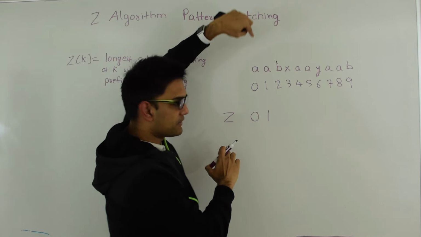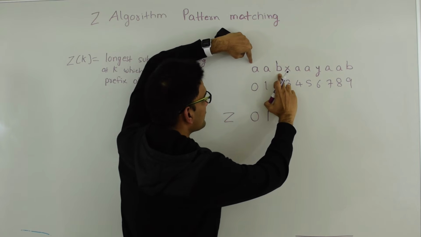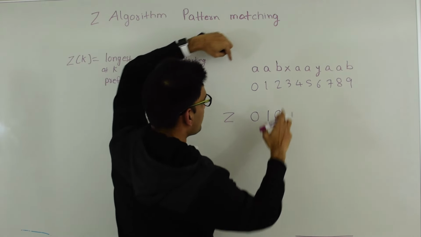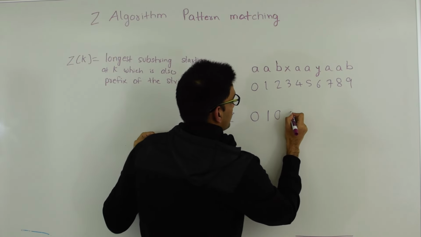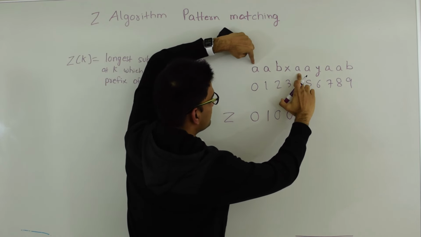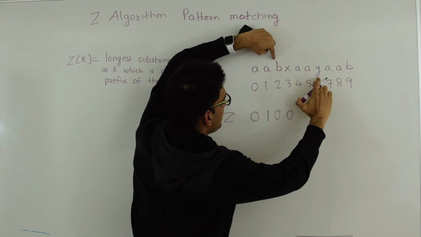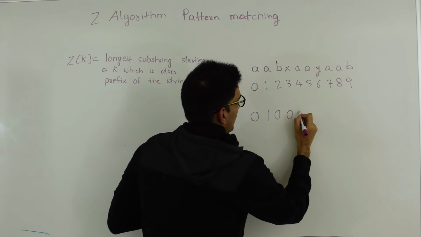So then we move to 2. So now we're trying to calculate Z of 2. So we are trying to compare this B with this A and they are not same. So this value is 0. Then we try to compare this X with this A and they are not same. So this value is also 0. Then we're going to compare this A with this A and they are same. And so we compare this A with this A and that is same. And then we compare this B with this Y and they are not same. So we get value 2.